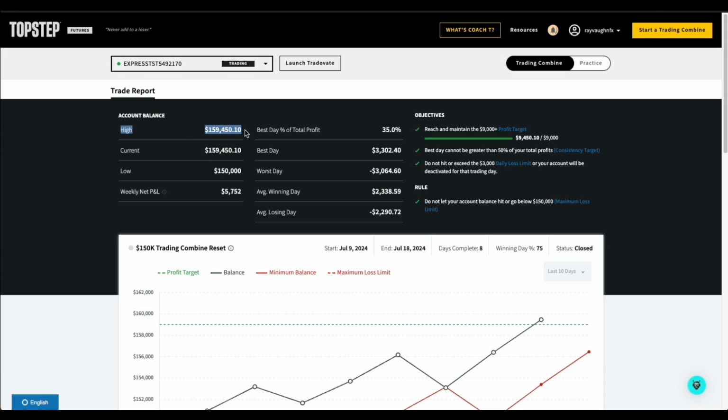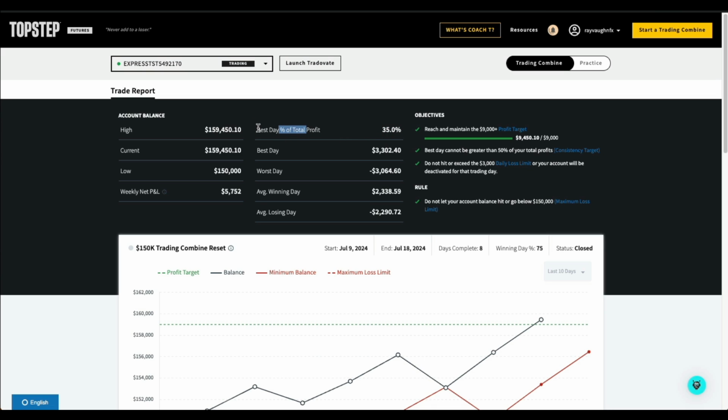Over here, you can see the highest balance in the account was 159,450. And that is actually what the current balance was, so that's where I actually closed out the trade. We could see that the best day percentage of total profit was 35%. So this is a statistic that's popular with futures prop firms.